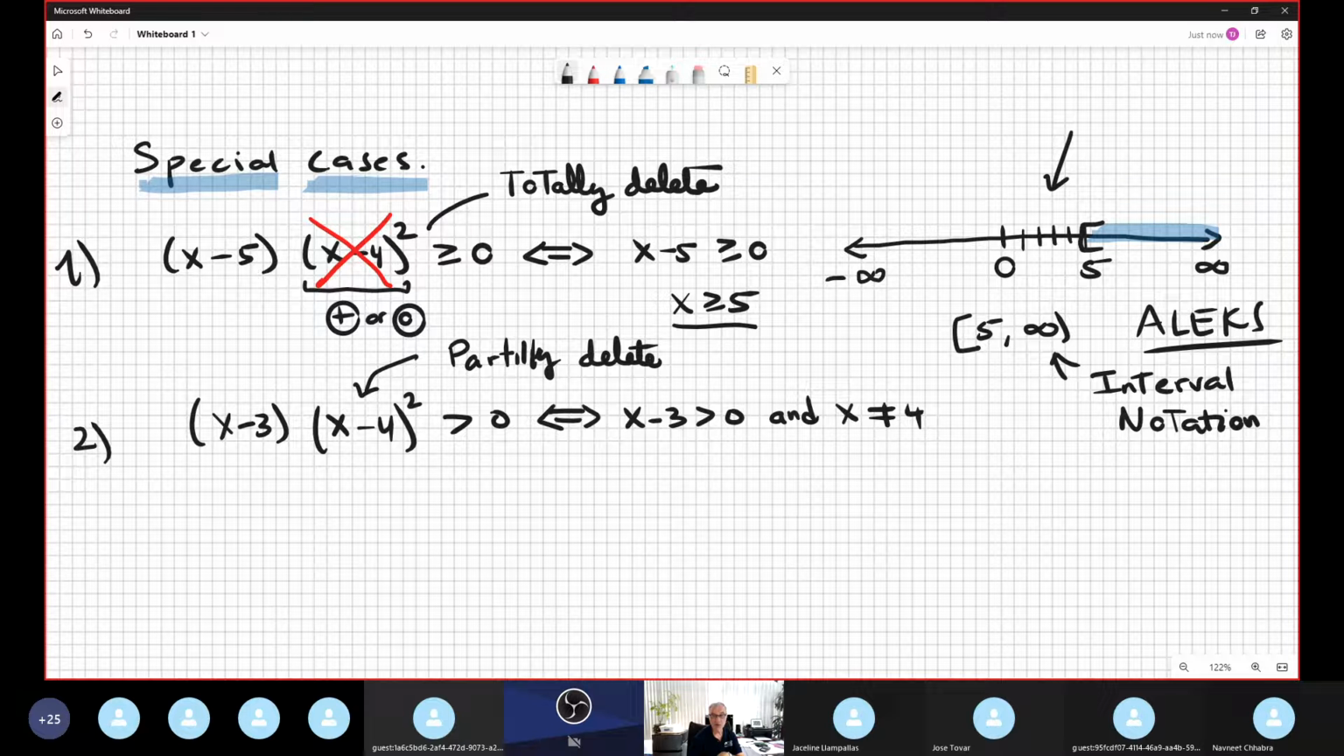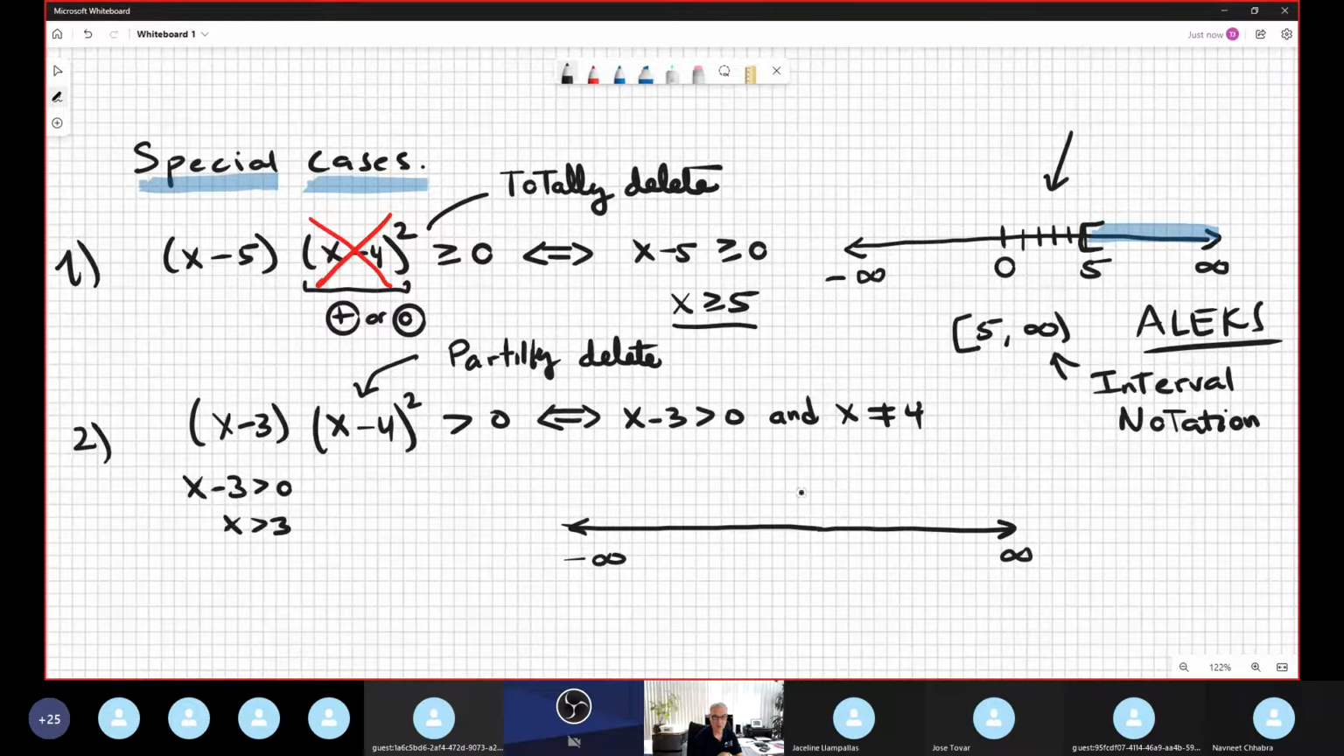No 4, because in 4 I have a problem, in 4 I have a mistake, and it's like a hole. Let me try to understand this. This is my number line again. This is negative infinity, this is positive infinity. I solve this inequality, sorry, I forgot. I copy x minus 3 greater than 0. This is equivalent to saying x greater than 3. Okay, no problem. This is 0, this is 1, this is 2, this is 3, this is 4, and this is 5. But this inequality is from 3 to infinity. Okay, I understand. However, this idea says can we have exactly a hole at 4.